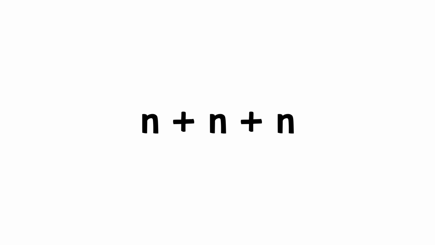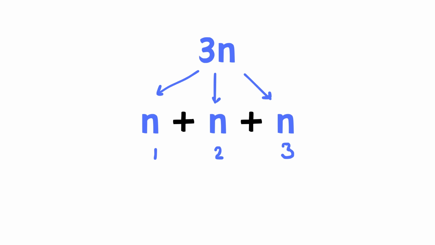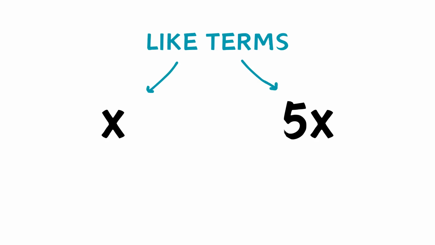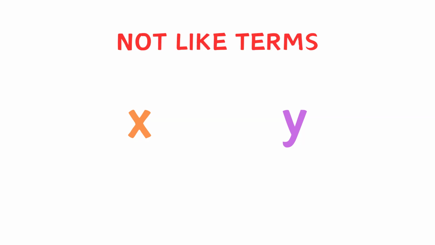Sometimes equations contain multiple variables, and to simplify them, we can group the terms that have the same variables, which are called like terms. For example, x and 5x are like terms because they both have x. However, x and y are not like terms. They're different variables, so we can't combine them.